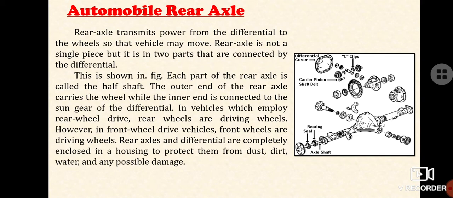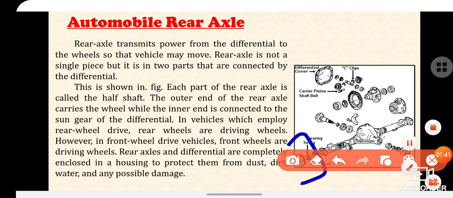The rear axle is not a single piece. There are two parts that are connected by the differential. As shown in this picture, each part of the rear axle is called a half shaft. The outer end of the rear axle carries the wheel. So outer end means this one and this one. The outer end of the rear axle carries the wheel while the inner end is connected with the sun gear of the differential.